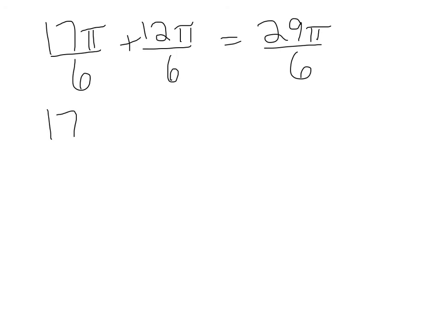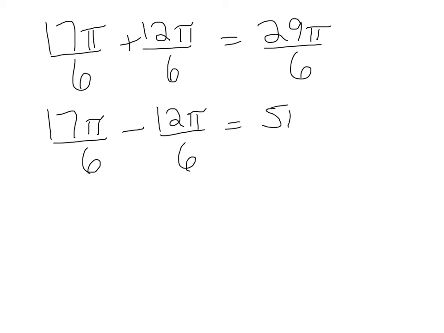Let's look at finding a second coterminal angle. If we subtract 2 pi, again we'll use 12 pi by 6 so we have a common denominator, we get 5 pi by 6. This is also a positive coterminal angle. 5 pi by 6 would help us find which quadrant it is. 5 pi by 6 is in quadrant 2.